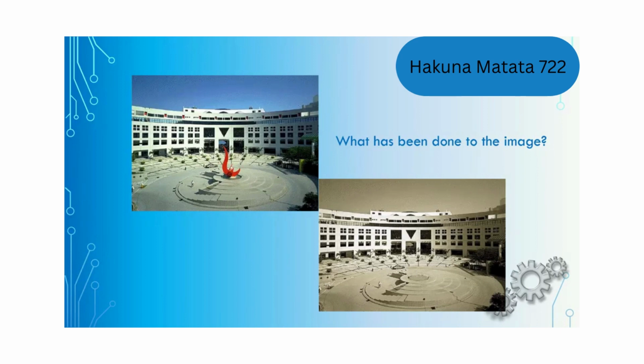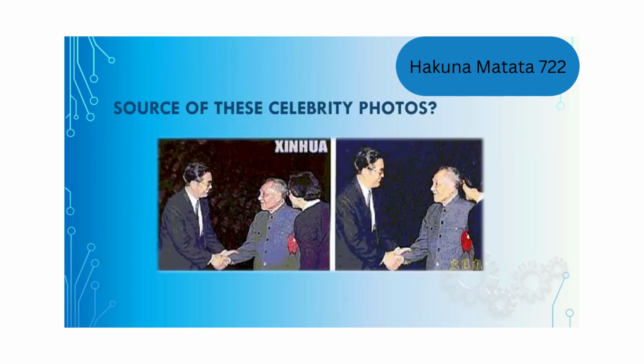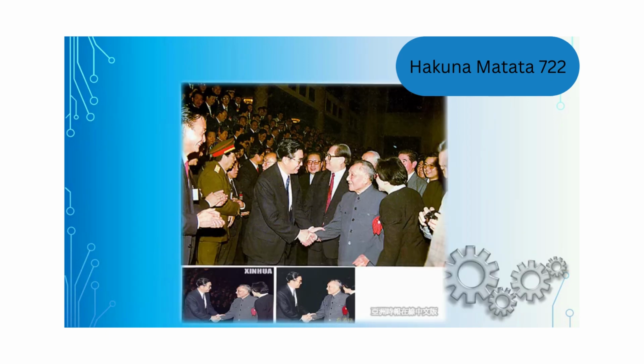So can you see what has been done to this image? So basically we have removed the red bird and also converted the image to grayscale. Can you see the difference between these two photos? Basically all the surrounding people were removed before the photo was released.